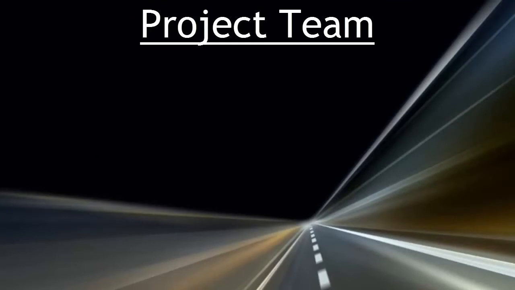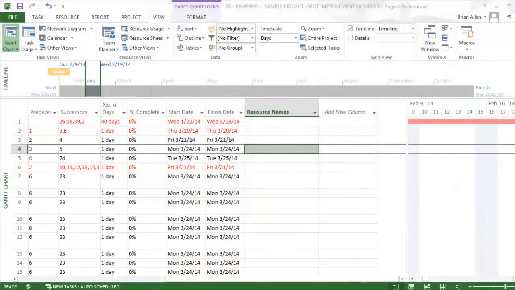Project Team. The project team is composed of all the resources that may be used on your project. Project managers may add resources to their project team using PMO, PWA, or Microsoft Project. This section will focus on how to edit your project team in Microsoft Project.